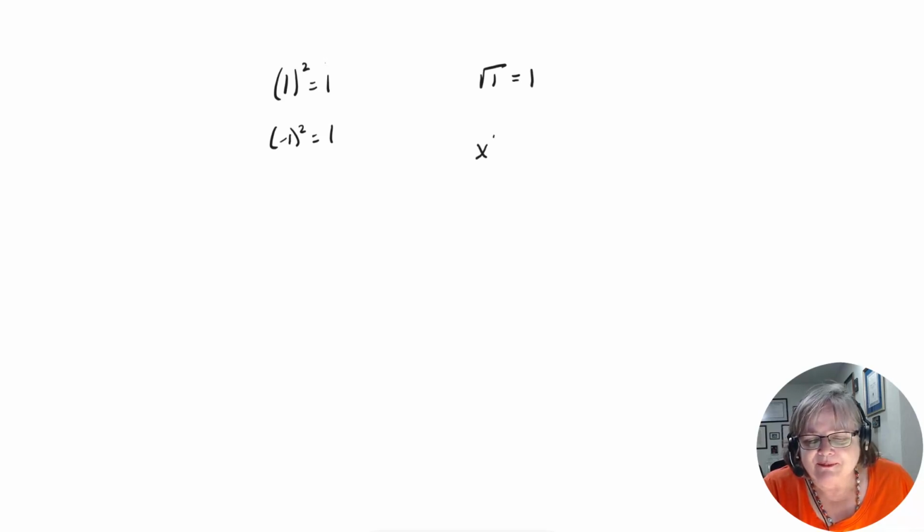This particular version, though, where you square root both sides and say, what did you square to get 1? You put a plus or minus here, and the square root of 1 is 1, and you get both potential answers. You could have squared a -1, and you could have squared a 1.